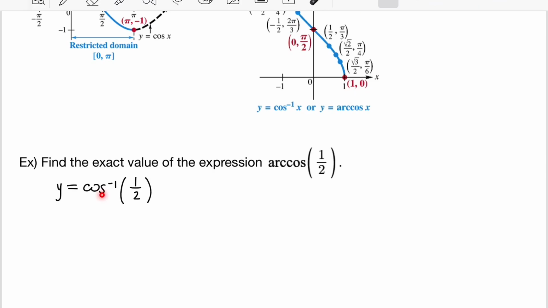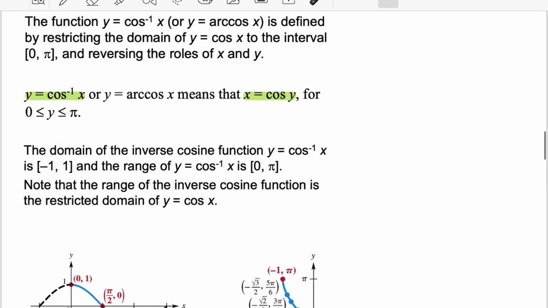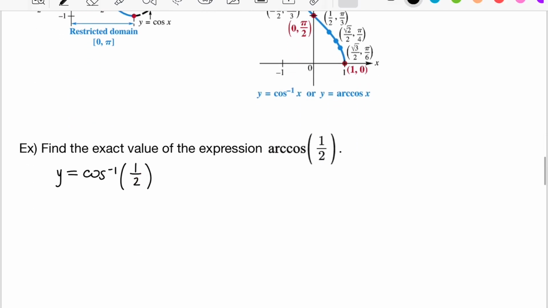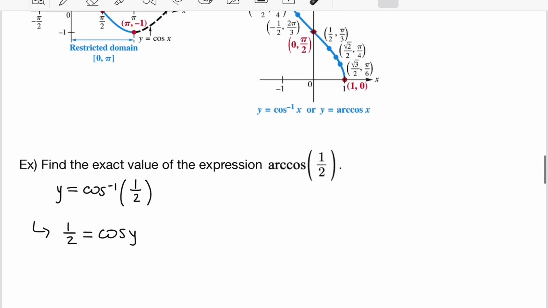Again, cosine inverse and arc cosine are used interchangeably. Now going back to this, if we have that y is equal to arc cosine of x, this means x is equal to cosine of y. In this case, our x is 1/2, and we'll rewrite this as x is equal to cosine of y. Now what we want to do here is find our angle y such that this is true.